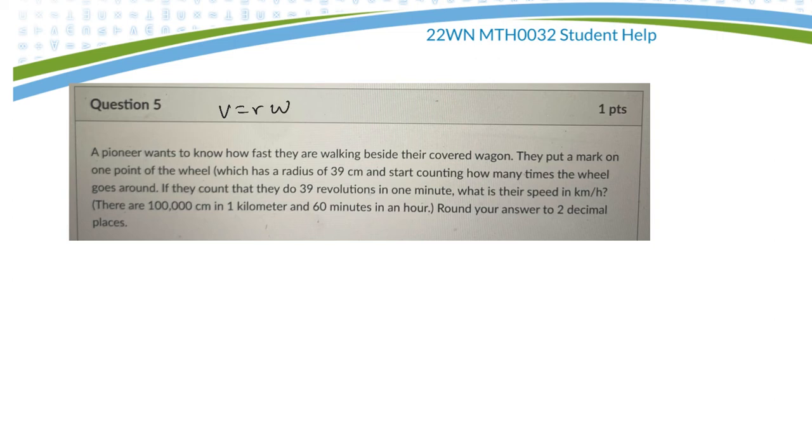Okay, here's another good question, and this one I think we're going to use this formula. So it says a pioneer wants to know how fast they're walking. They're looking for velocity. They put a mark on the wheel, radius is 39 centimeters, and start counting how many times the wheel goes around. So it says that it goes 39 revolutions in 1 minute.